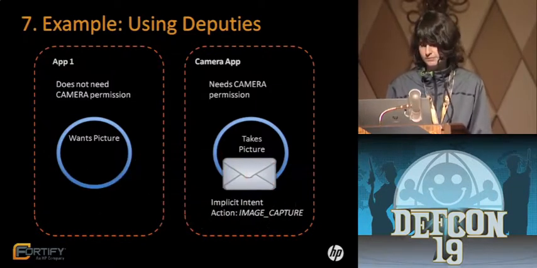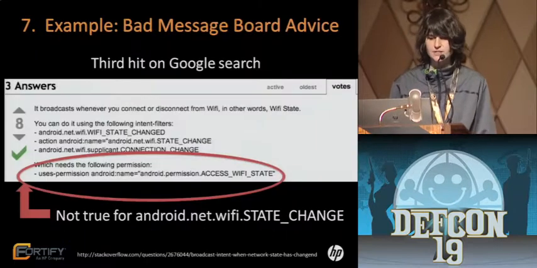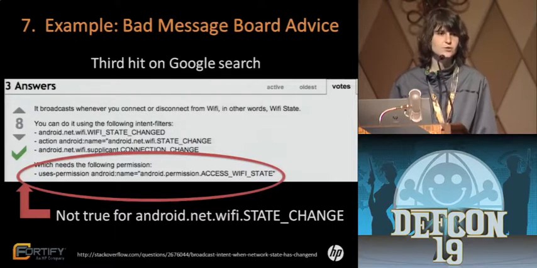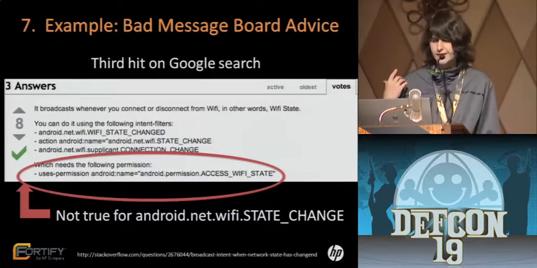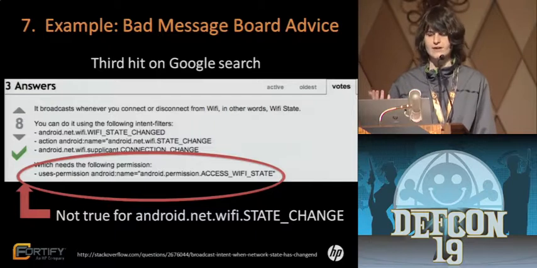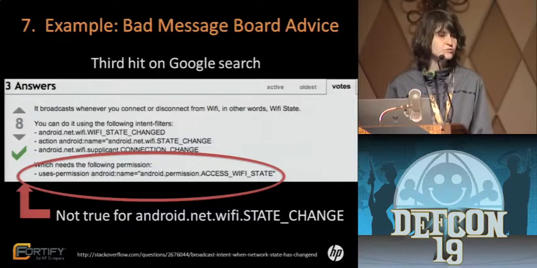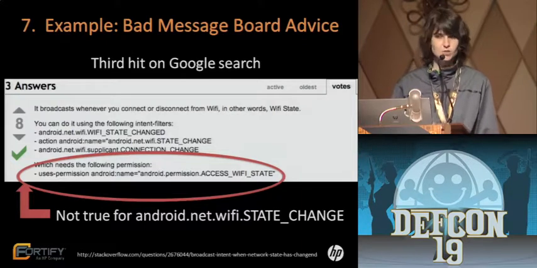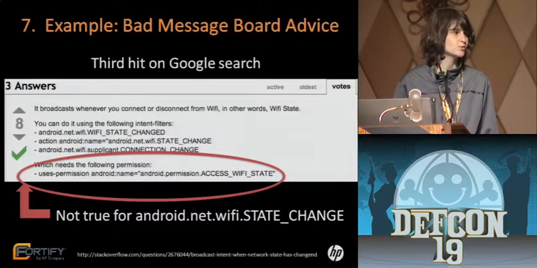And here's an example that illustrates both the confusing naming and also the wrong suggestions given by forums and message boards. So, for example, if you're registering for an Android NAT Wi-Fi state change intent, then it's suggested that you need an access Wi-Fi state permission, but in reality, you don't.